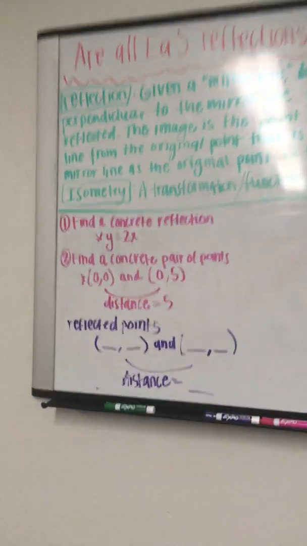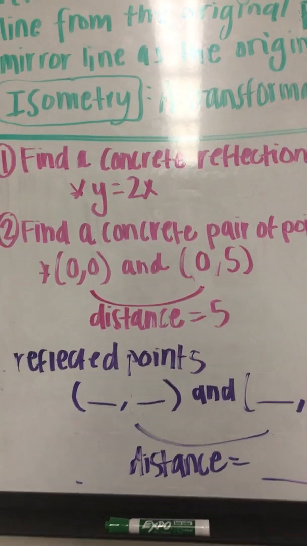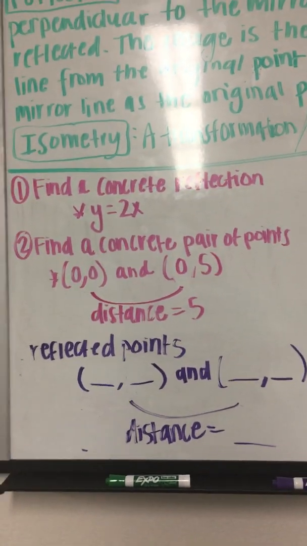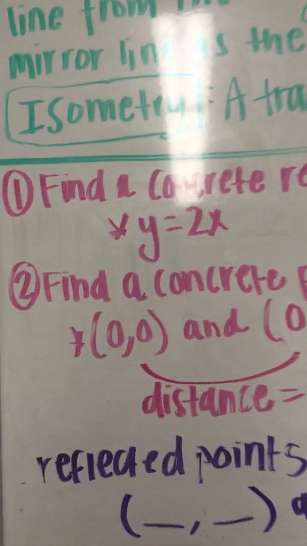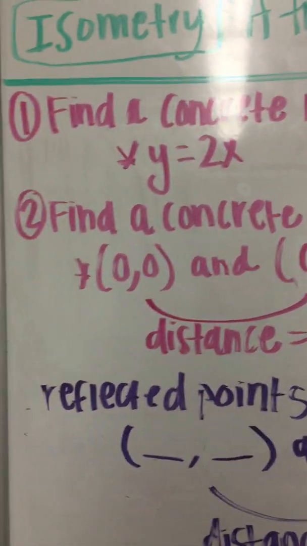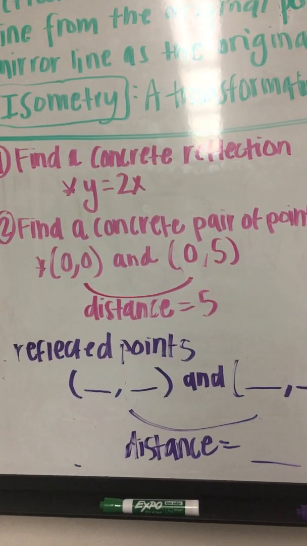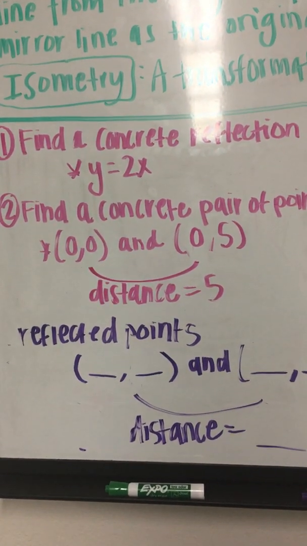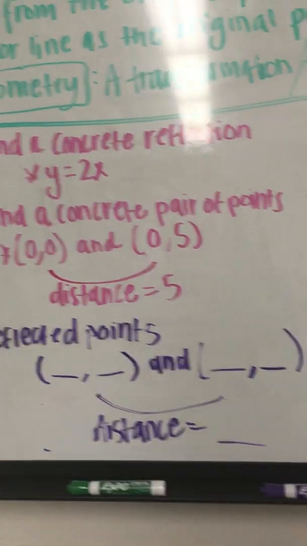So since we are proving that not all reflections are isometries, we can just do one example versus doing an abstract expression. And so our concrete reflection is going to be y equals 2x. So that is going to be our line. And then our two concrete points are going to be (0, 0) and (0, 5). And it's clear to see that the distance is 5.